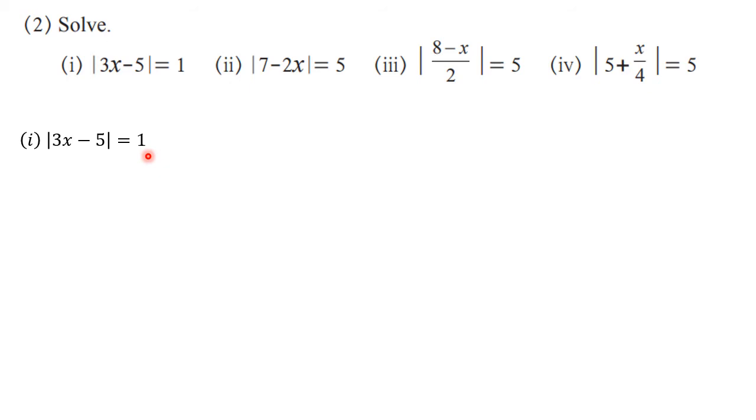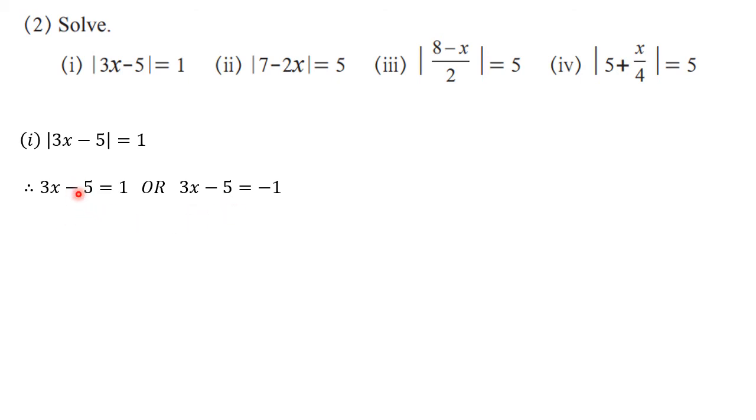Now the very first step is that we want to remove this modulus sign. So we are going to go for either or. That means 3x minus 5 is equal to plus 1 or 3x minus 5 is equal to minus 1. This is an important step, as I have said, that you have to think of both the possibilities, that is positive and negative. Afterwards, let's solve these two equations separately.